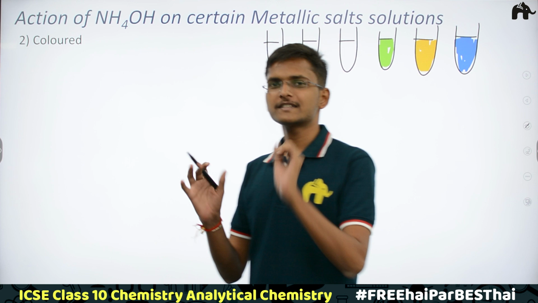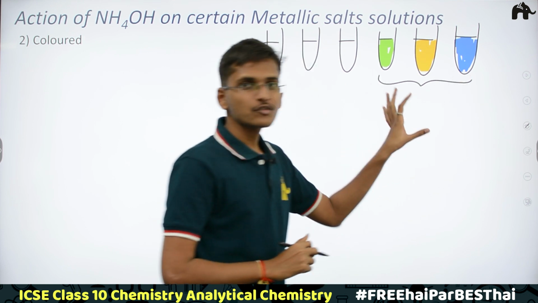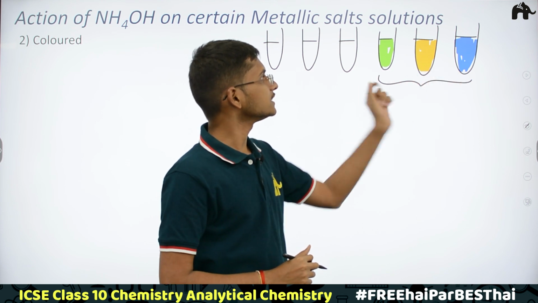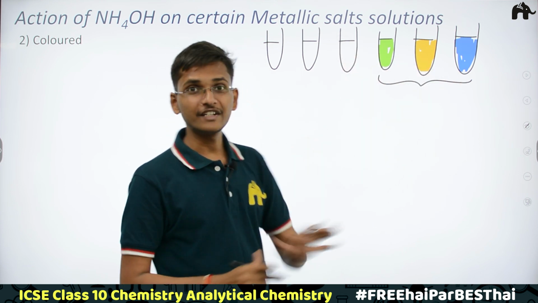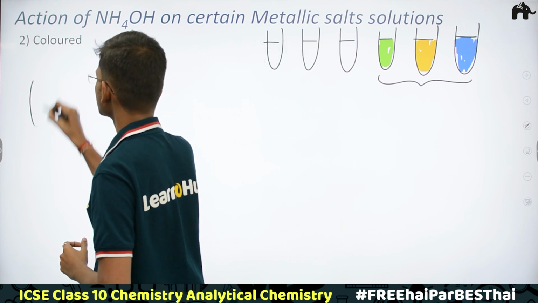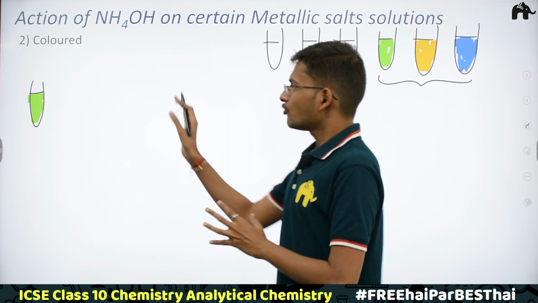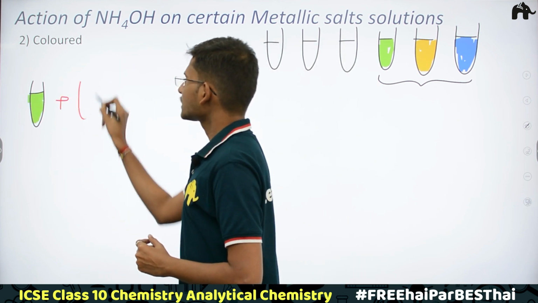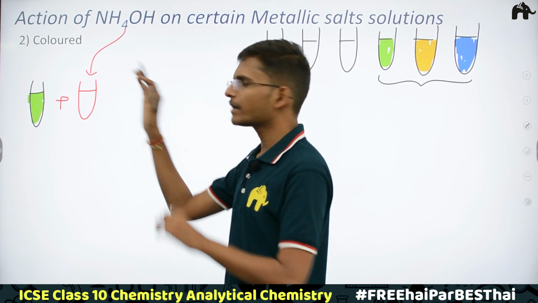Okay, now let's see about the colored solutions. Now let's try to find out which metal ions are present in each colored metallic salt solution. So taking this first green colored solution, okay, pale green colored solution. Now what I'm going to do is the same addition of this colorless NH4OH solution drop by drop very slowly.